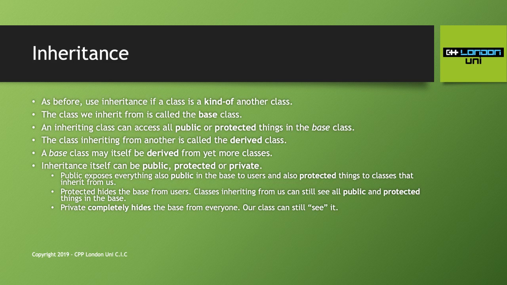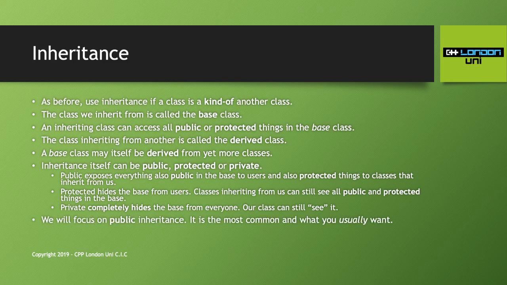And private completely hides the base from everyone and everything. Nobody knows you even inherited from it, really. The compiler does, because it has to know how much memory to allocate. But in terms of other programmers, private inheritance effectively just hides the thing you're inheriting from view.